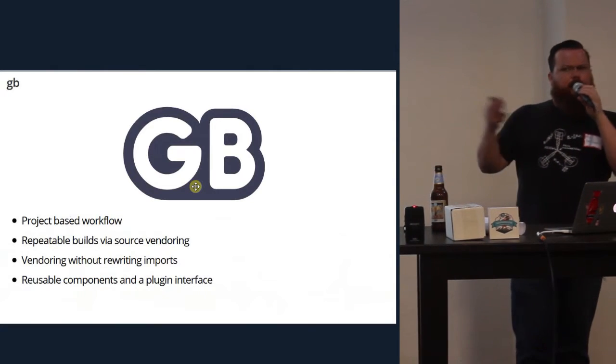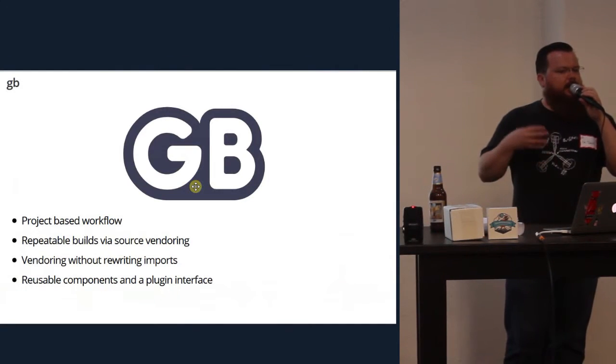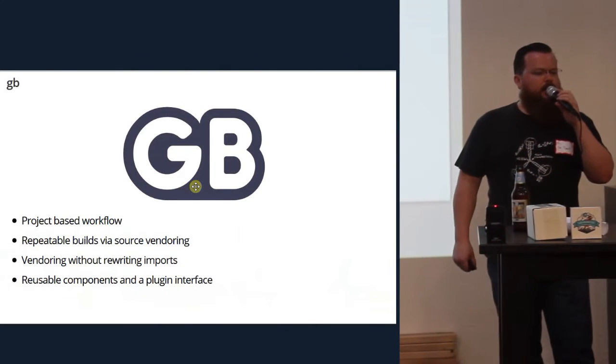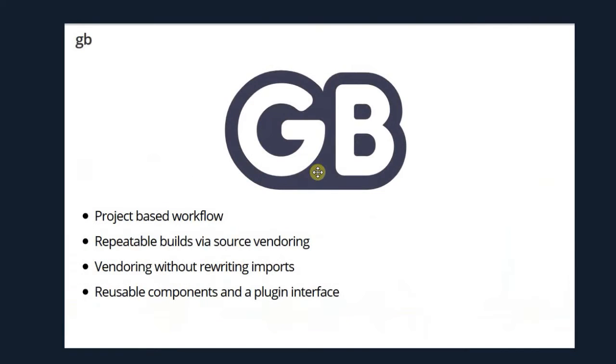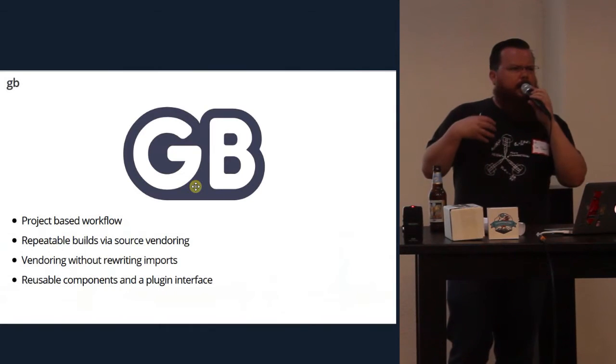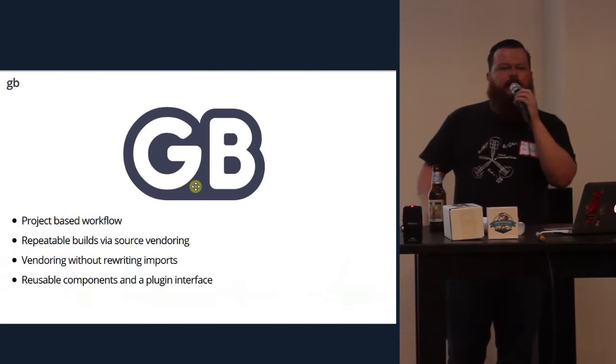So GB is a build tool for Go in the same way that we have the Go tool. The key differences are that it's project-based. I shouldn't say project-based, I should say workspace-based. One of the key ideas is that we want to provide repeatable builds by source vendoring. And this is important because it's vendoring without rewriting imports. And lastly, GB is a set of reusable components in sort of the way that Command Go is not. Like Command Go, all the logic is locked up in a big main package. I think it's important that there are a set of libraries which let you build Go code directly.